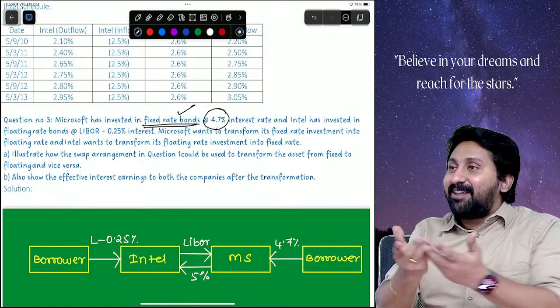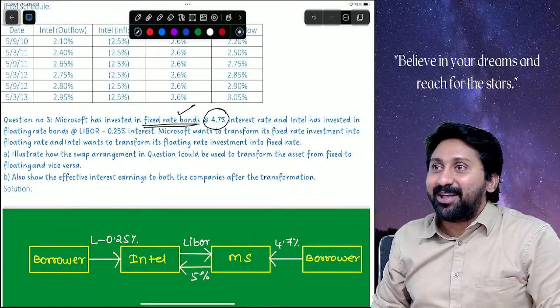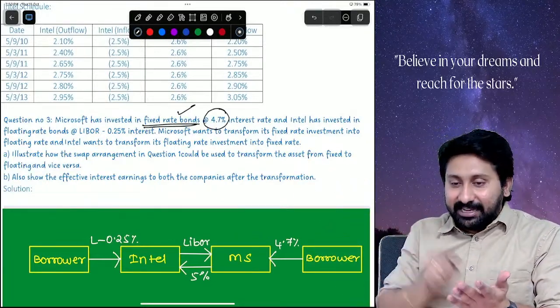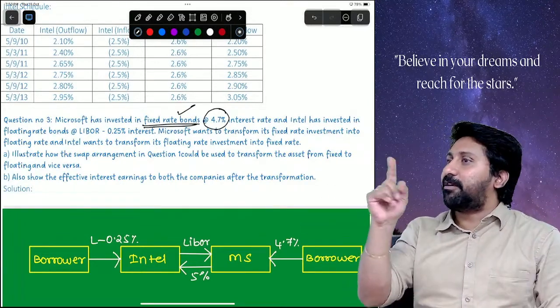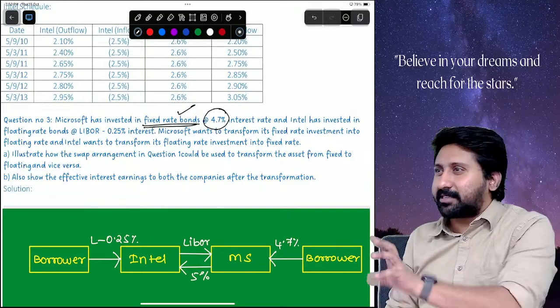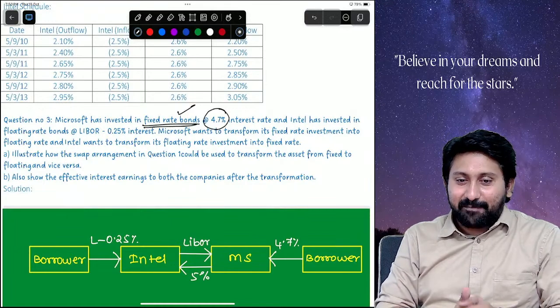Generally, what people expect when they go to the exam is a transformation of asset to liability. One question they have given asset, liability, swap dealer, swap commission. Everything was given in one question. 8 marks, 7 marks somewhere. One question was asked. It will happen. That's the CA.